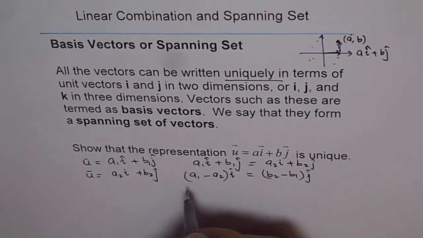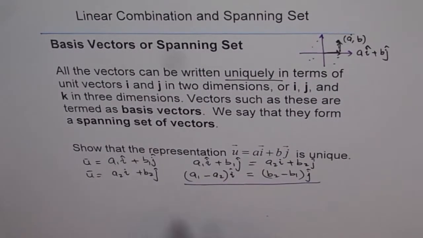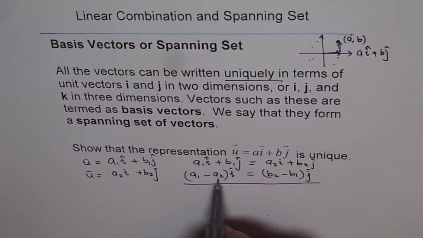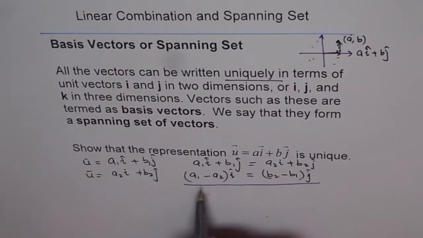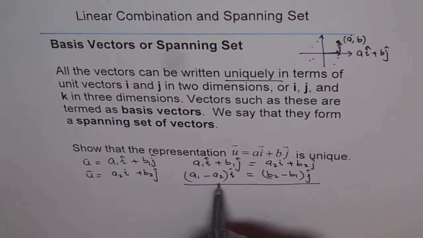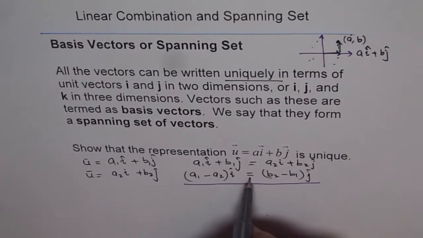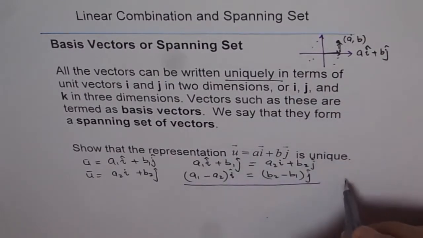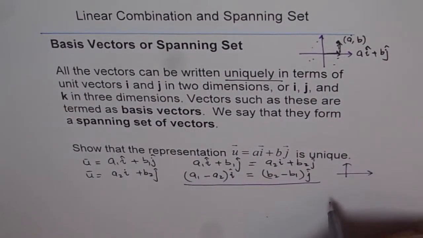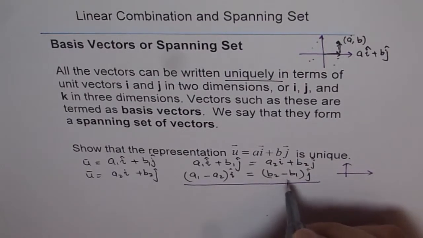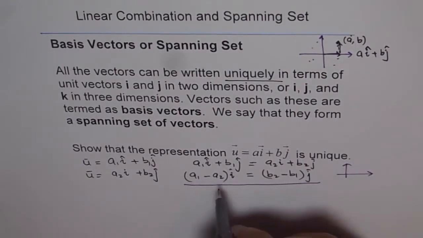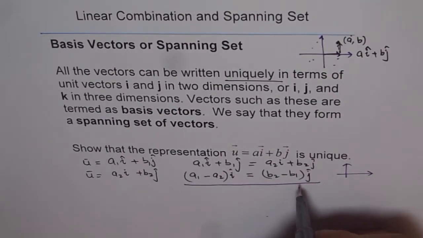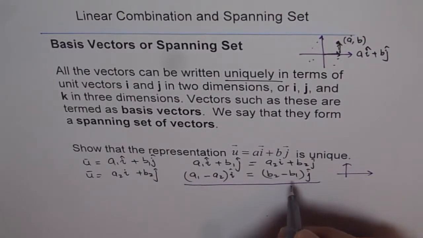Now, if you see this statement, it means what? Scalars a1 and a2 are real numbers. b2 and b1 are also real numbers. So their differences are also real. So we are trying to say that a scalar multiple of i is equal to a scalar multiple of j. That's not possible since i and j are orthogonal vectors. So they cannot be parallel. This statement says that they are parallel since we are equating them as scalar multiples, which is not possible, correct? So this statement is not true.